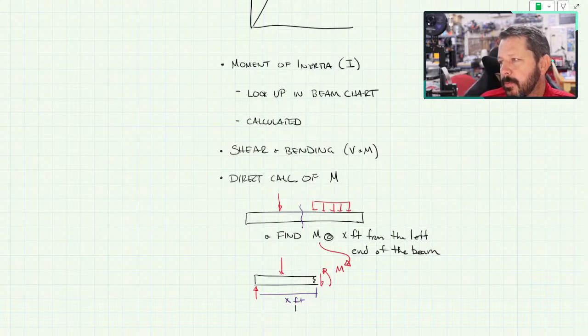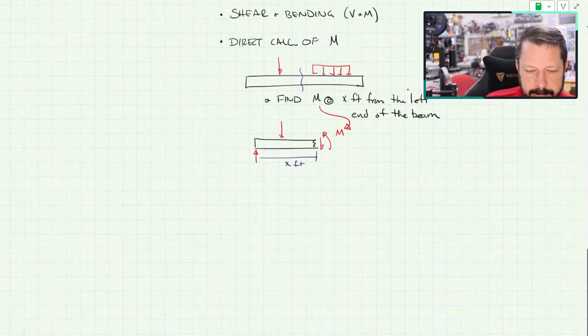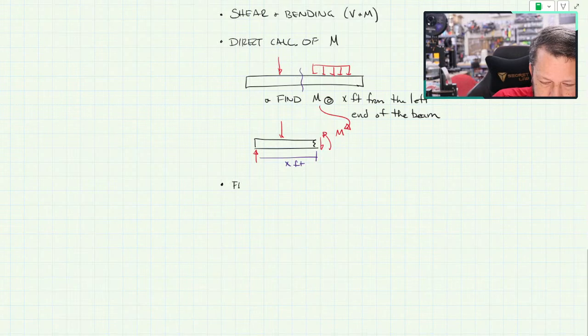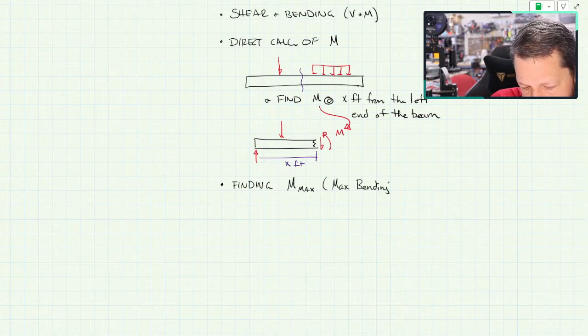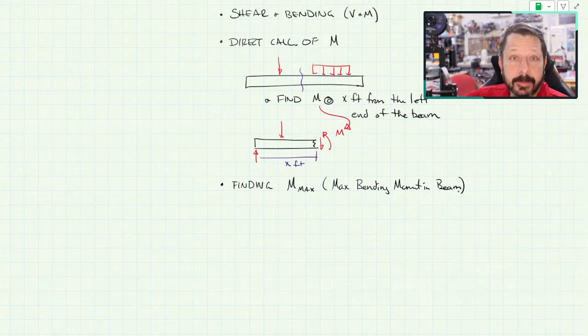Here's a little bit more complicated one. Remember, there's two things that will speed up some calculations when you're trying to find M max, the maximum bending moment in a beam. You might want to find that because you want to find the maximum flexural stress in a beam. So you need to know where the maximum bending moment is.